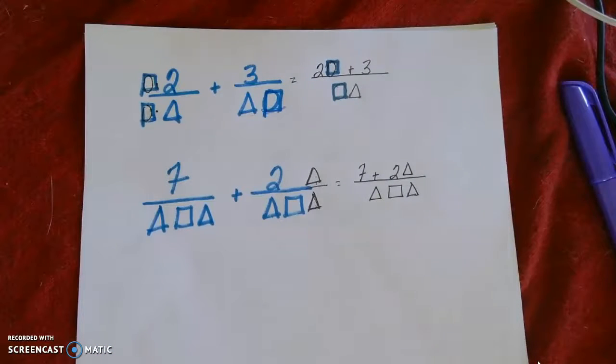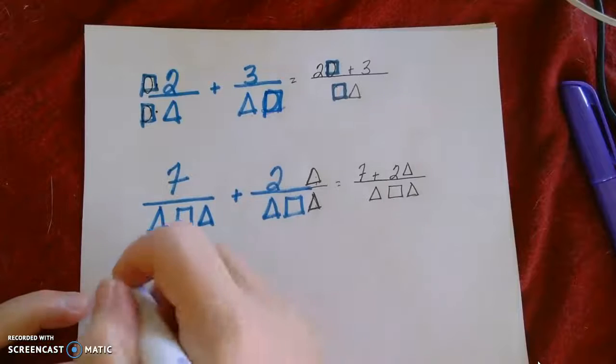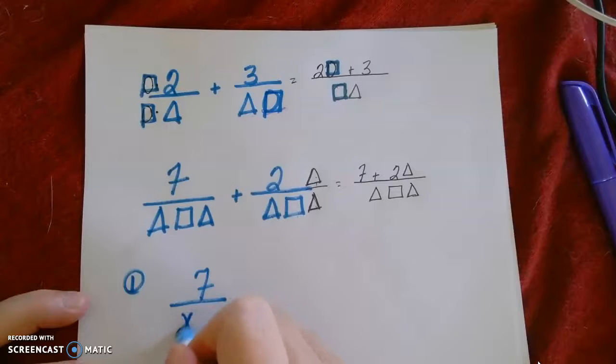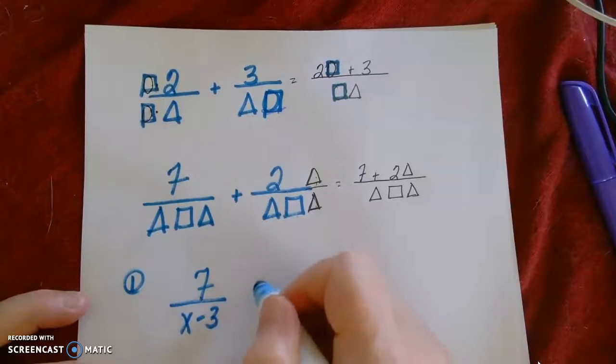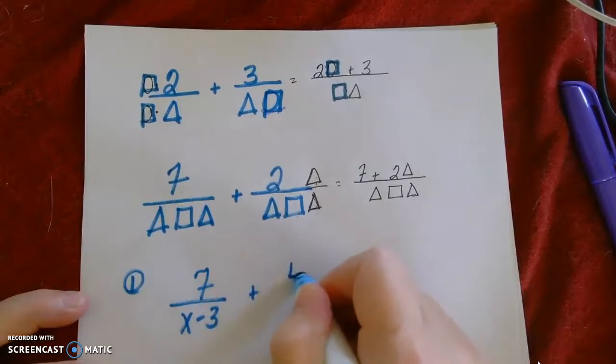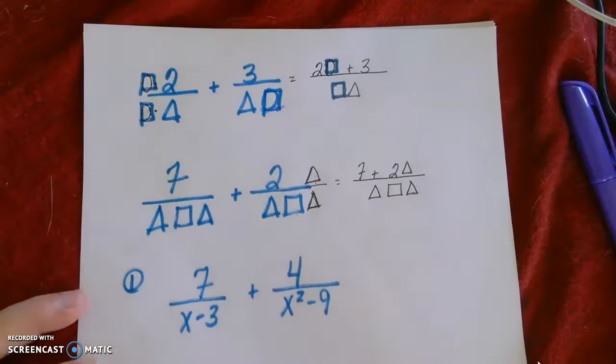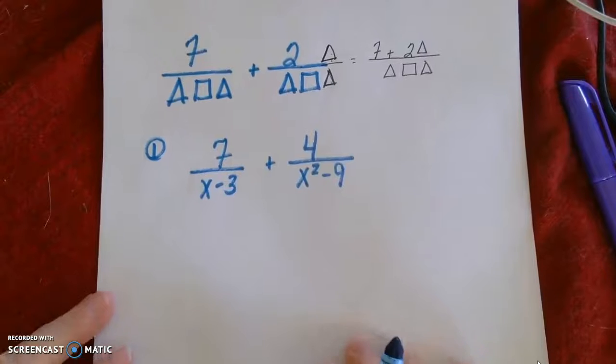All right, so now enough with the little shapes. Let's do a problem. This is problem number 1 from the assignment. We have 7 divided by x minus 3 plus 4 divided by x squared minus 9. So that's my problem.